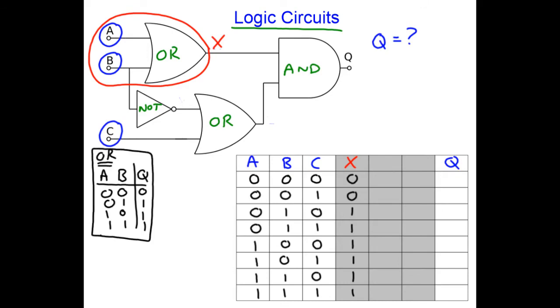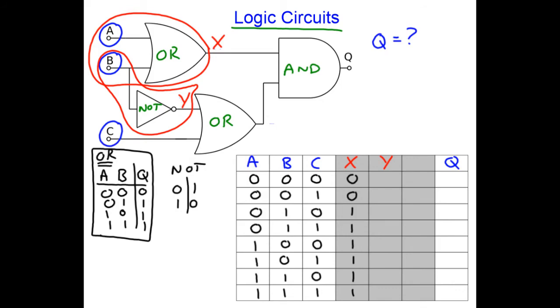So now I'm going to add another intermediate column. I'm going to call this point here the letter Y. It's the output from the NOT gate. So Y is the NOT gate function of only input B. It's just B which has come along through the NOT gate. So all I need to do is write down what a NOT gate does: 0, 1, 1, 0. Okay, that's what a NOT gate does.